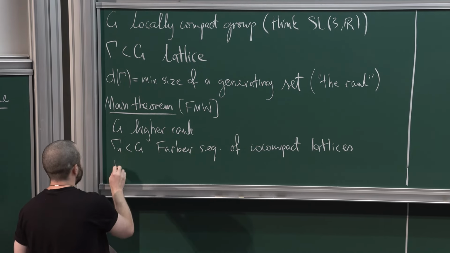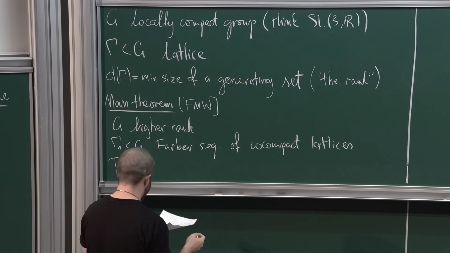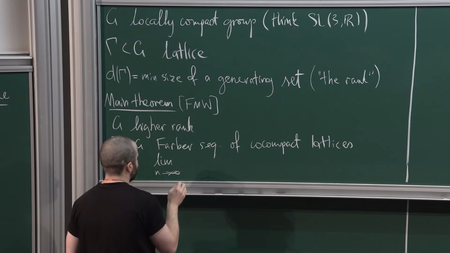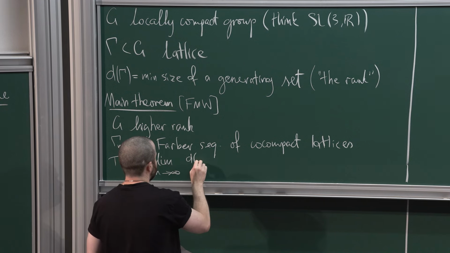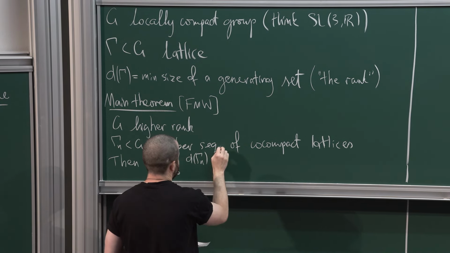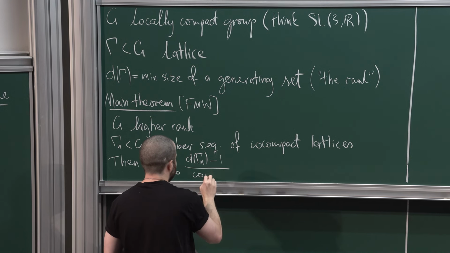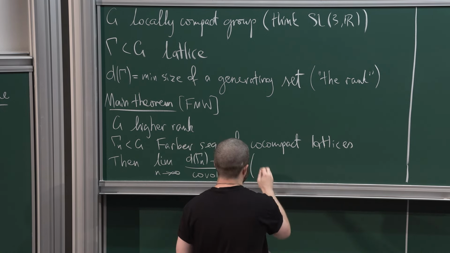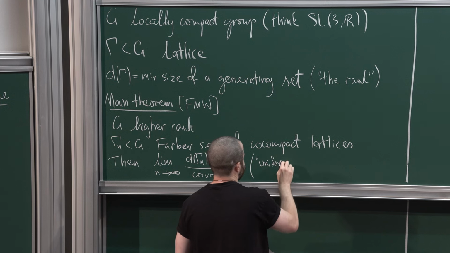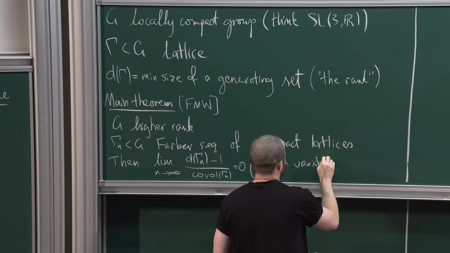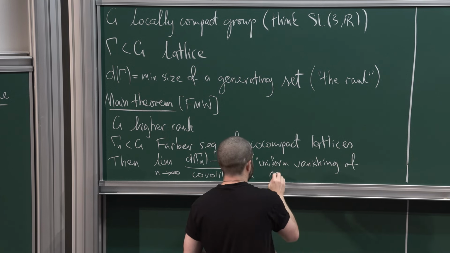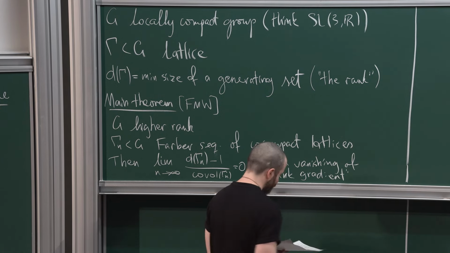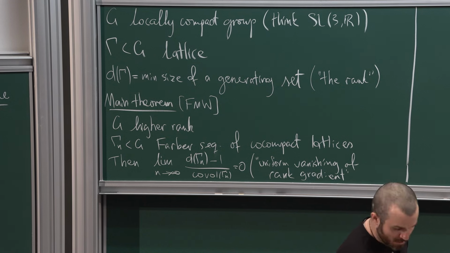So what does the theorem state? It states that the rank gradient vanishes. So hopefully I have enough room here. That the limit as n tends to infinity of what I'll refer to as the normalized rank. So this is the rank of the lattice, minus 1, divided by the covolume. This is 0. OK? So this is uniform vanishing of rank gradient. OK, so this is the main theorem.